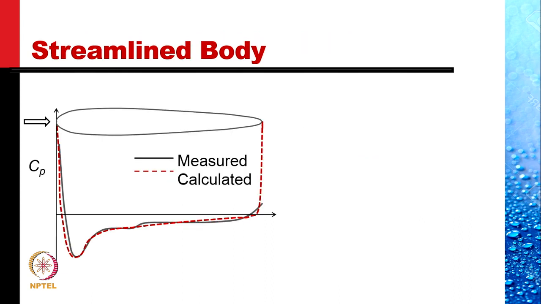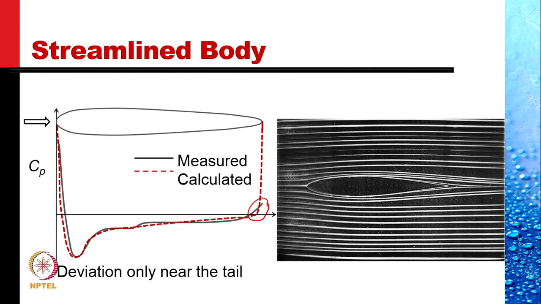This shows you the agreement between the measured coefficient of pressure and the calculated coefficient of pressure using the Euler equation on a streamlined body. Very close agreement except at the very tail. The flow, as you see, is only at the tail do we see some semblance of separation.